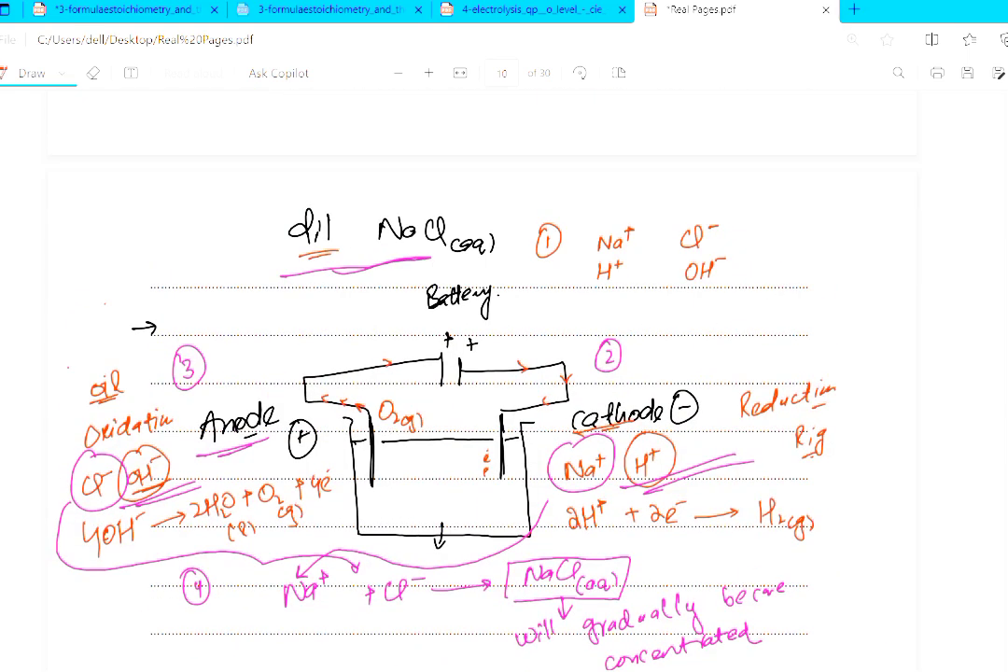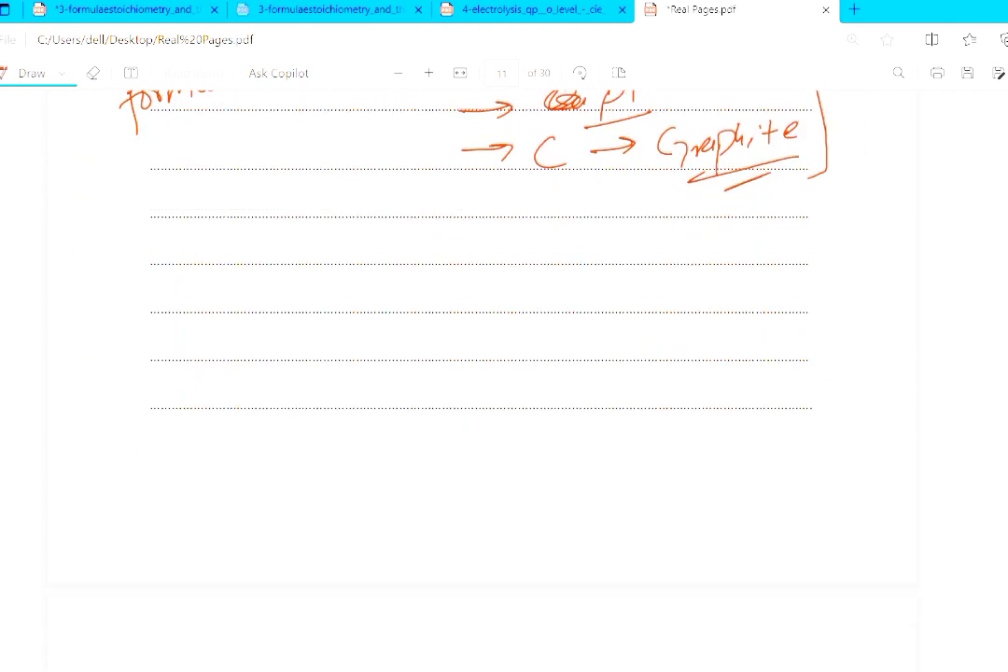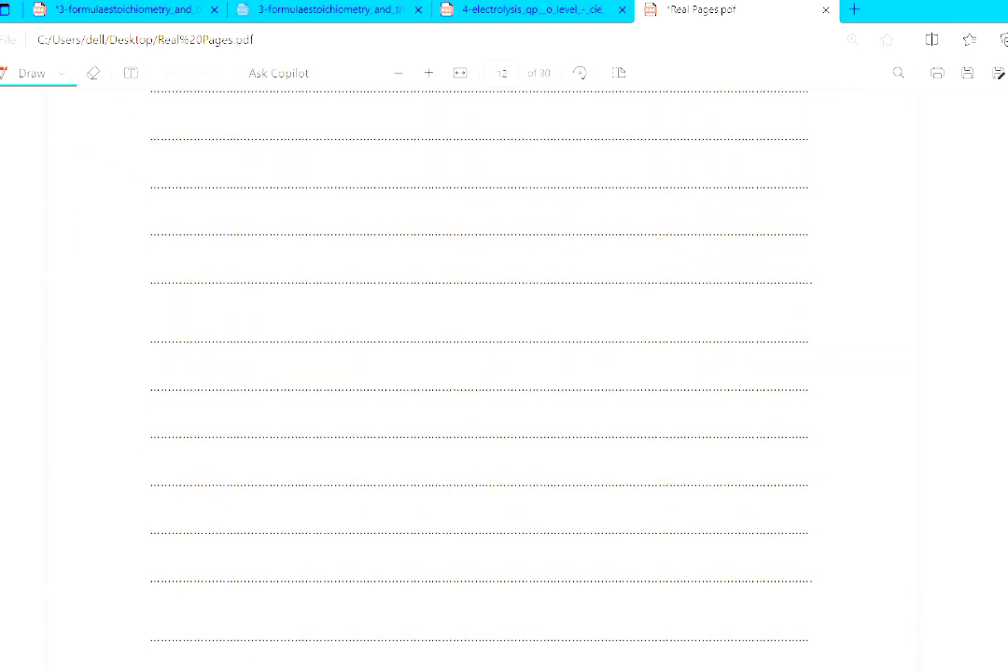And in case of dilute, we use platinum. These electrodes are platinum. The next is electrolysis of water. Simply we take the water. But now let me tell you the electrolysis of copper sulfate solution.